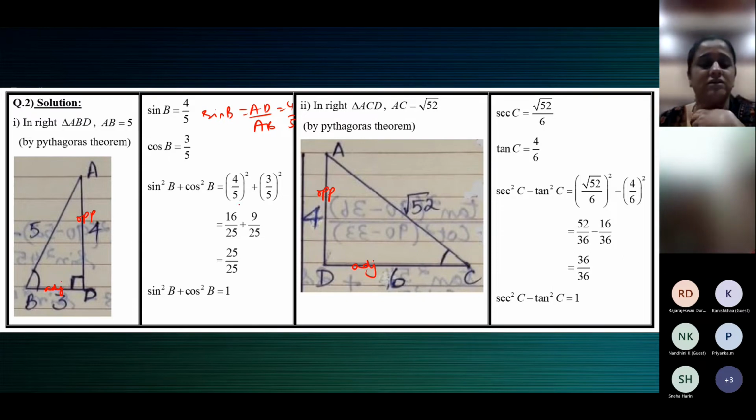Since we have to find the value of sine square b plus cos square b, we find the value of sine b and cos b from the right triangle. Then we substitute. When we work, we get 1. Similarly, from the other triangle, we find secant c and tan c, because we have to find secant square c minus tan square c. We work that and we get 1. We know that we must get 1. Very simple this is.